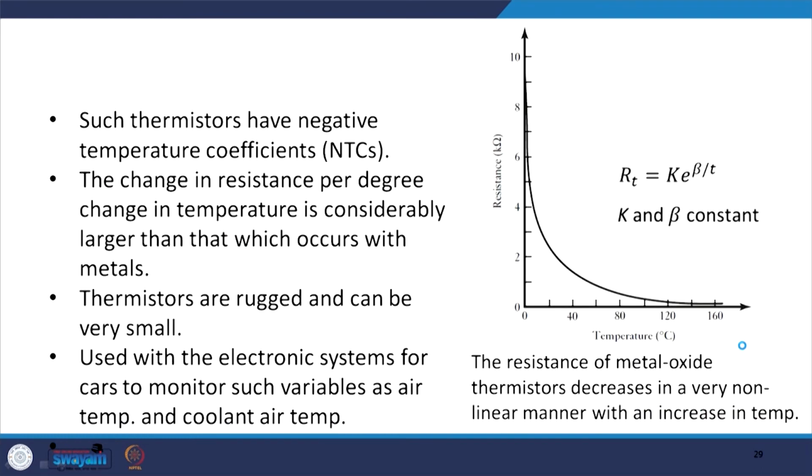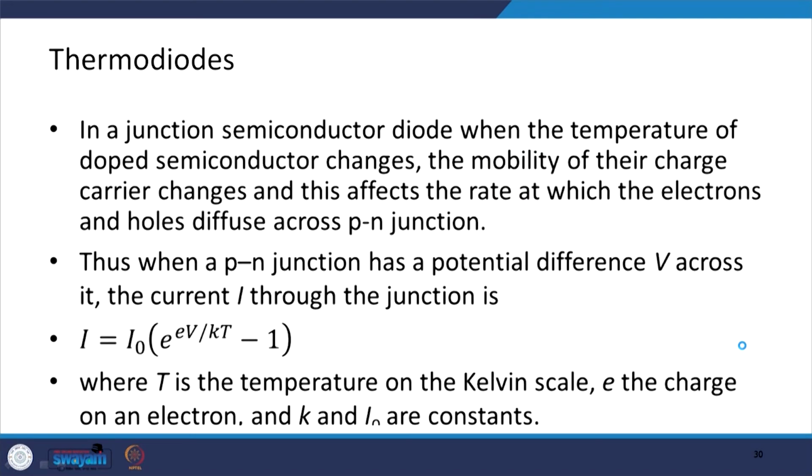Such thermistors have a negative temperature coefficient, and the change in resistance per degree change in temperature is considerably larger than that which occurs with metals. So, thermistors are rugged and can be very small in size, and these are used with the electronic systems for cars to monitor such variables as air temperature and coolant temperature. Next, let us look at the thermodiodes.